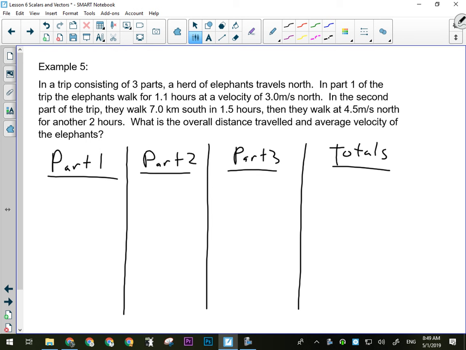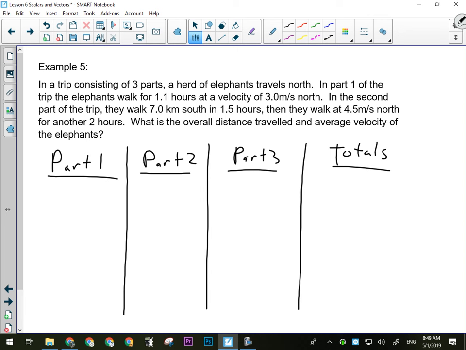All right, let's have a look at this one. So we've got 3 different parts to this trip. The first thing we want to do is write down all of our givens so we can get some idea of what this trip kind of looks like. In part 1, they're traveling north, and they're doing that for 1.1 hours.